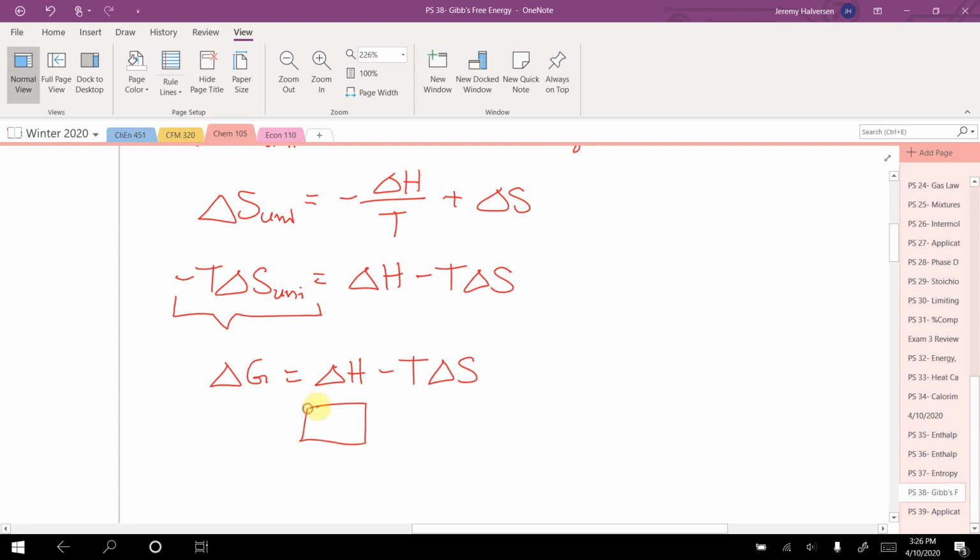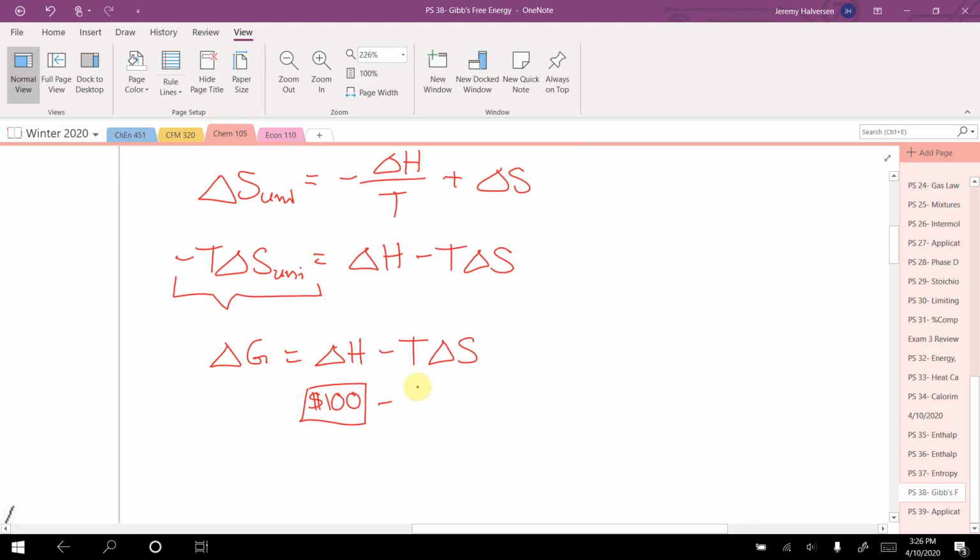Let's say that you have a $100 gift card to a brick and mortar store. Does that mean that you can buy $100 worth of stuff? The answer is no. Why? What always gets taken out when you buy stuff? Taxes. Or another way to put that is you're always spending money on taxes, and so the actual value in terms of what you can buy is going to be something smaller, let's say 93.